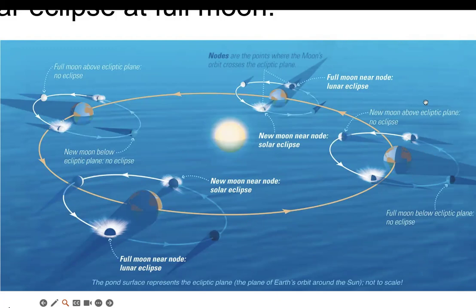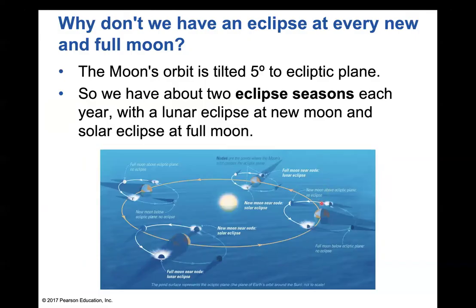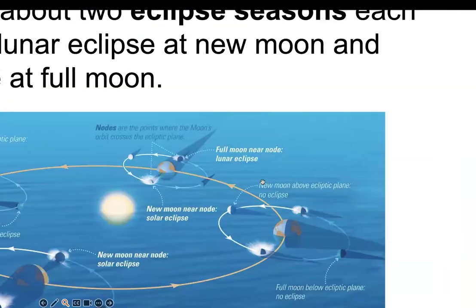Well, if you have a new moon like this one right here, where you have a new moon above the ecliptic plane, that means there's no chance of an eclipse. There's zero chance of an eclipse happening when the new moon is tilted as shown right here.